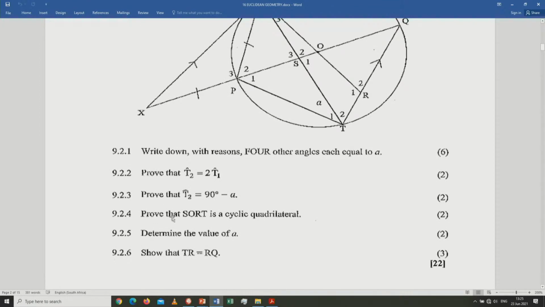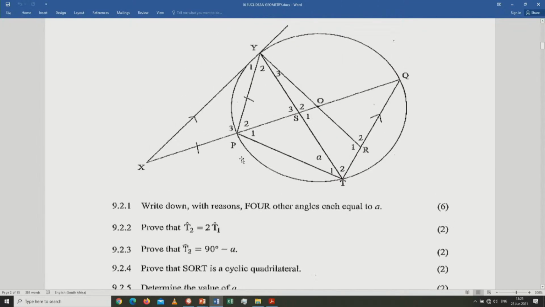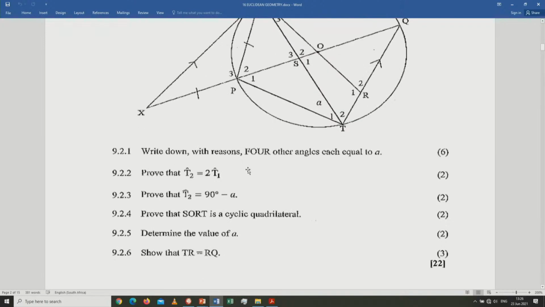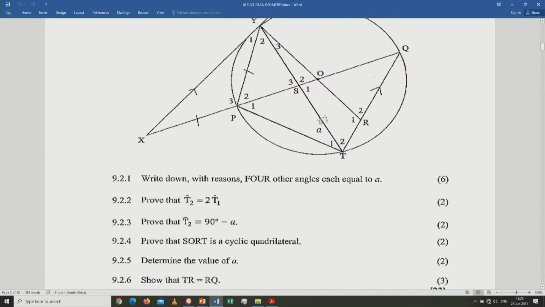The other one that I spoke about: prove that SORT is a cyclic quad. Then when will a quad be cyclic? How would I know that? Opposite angles, exterior angles, or angle in the semicircle subtended by the chord. Please, those are the things that you must look into. Now, the value of A, it means you can see which angles you can add together to give you 180 or whatever the case might be.